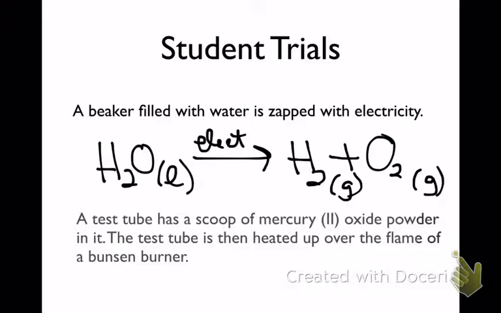And then simply I've got to balance my skeleton. I see I've got 2 oxygens on the right, so I'll get 2 waters on the left, which then altered the hydrogen, and so I put a 2 in front of the hydrogen on the right side.